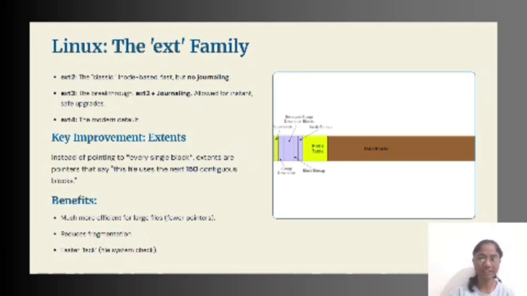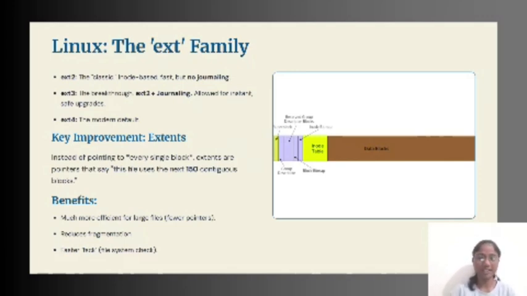The biggest improvement here is something called extents. Earlier, each file had to point to every single data block, which is inefficient. Extents solve that by grouping contiguous blocks together, which makes it much faster for larger files and reduces fragmentation.